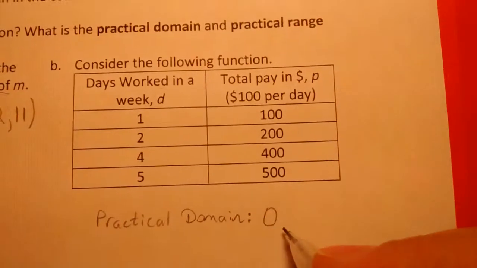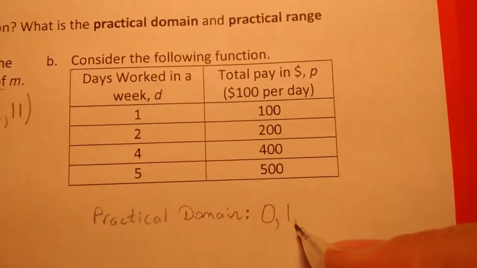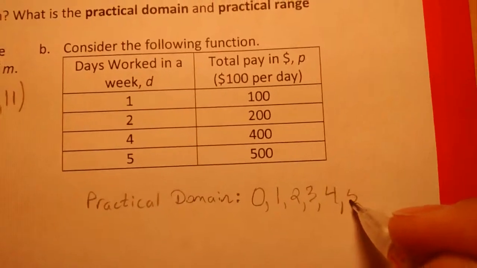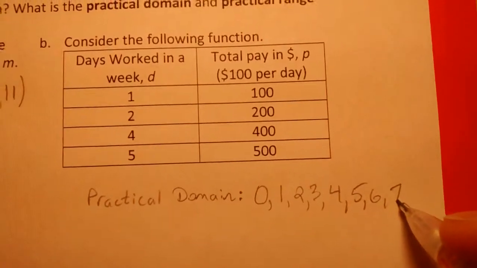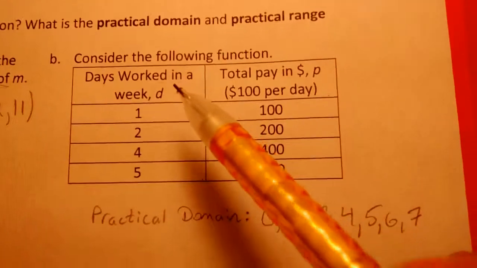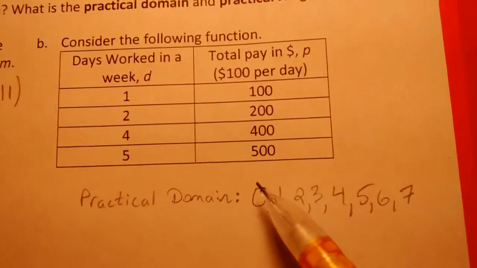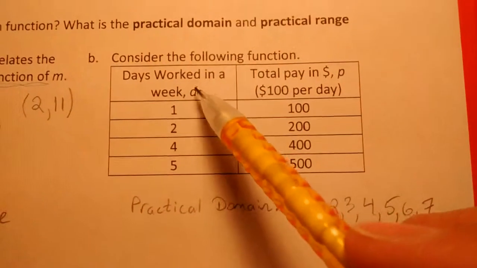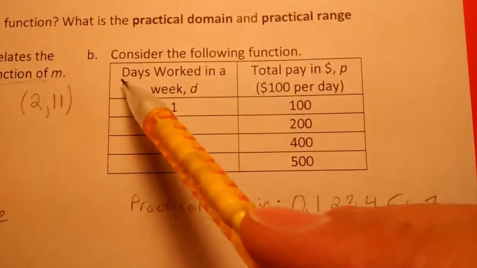So you could have 0 days worked, take the week off. You could have 1, 2. You can have all of these. But certainly you couldn't have 8. There's only 7 days in a week. So these are the practical values, or all the possible replacement values for that variable given this context.